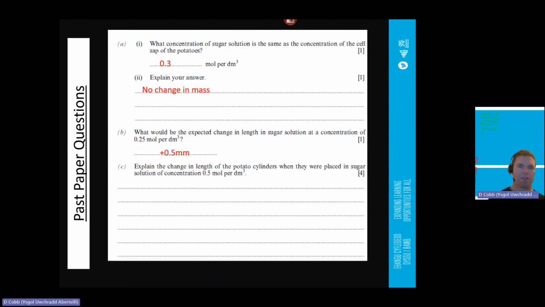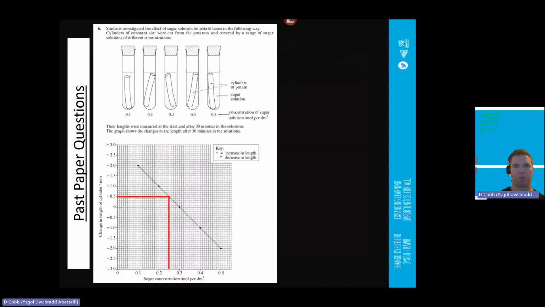Right, now here we go. Here's our stock answer. Explain the change in length of potato cylinders when they were placed in a sugar solution of 0.5 moles per decimeter cubed. Just go back down here. So what's happened? Those have decreased in length.